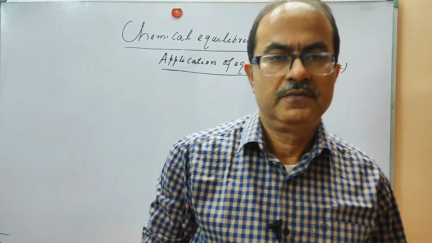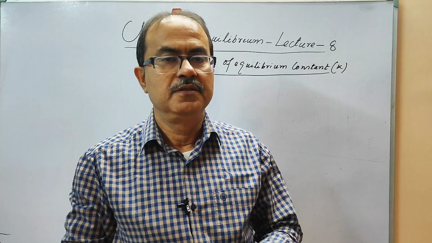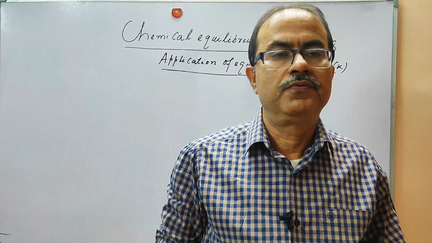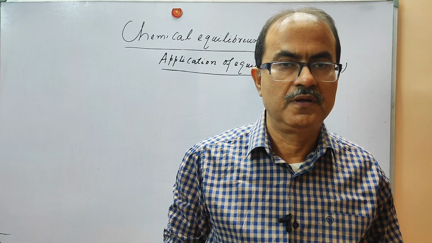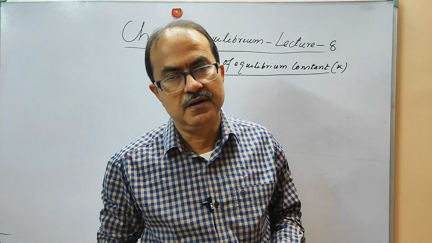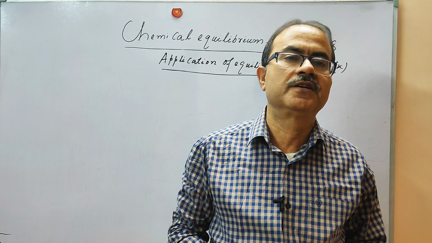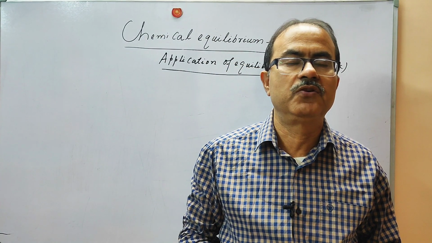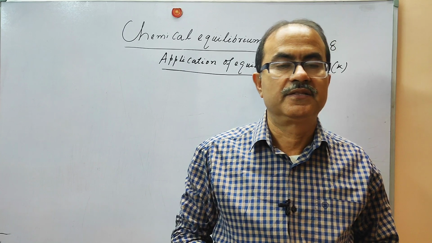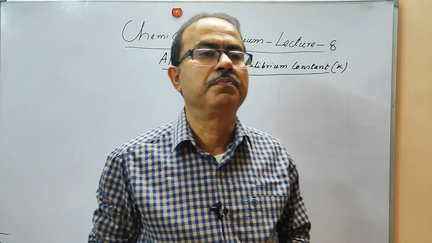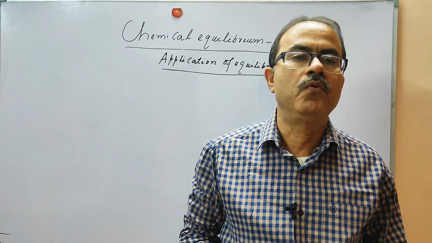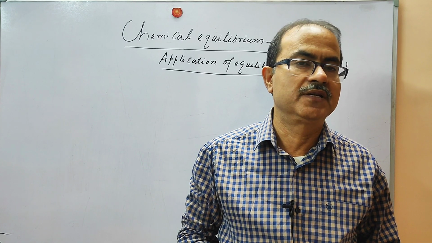In this lecture, we are going to discuss the second part of the application of the equilibrium constant. In the first part, in lecture number 7, we have already discussed two applications of the equilibrium constant: how we can predict the extent of reaction and how we can predict the direction of the reactions.